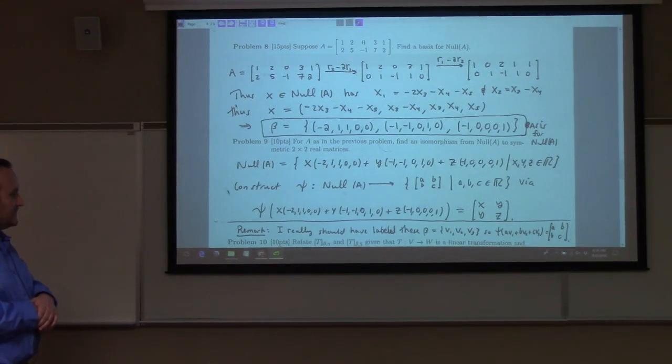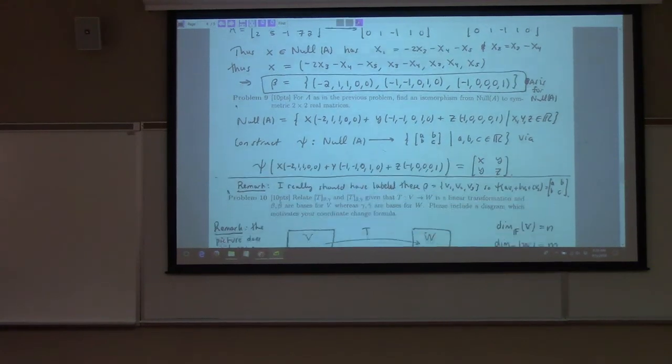But anyway, if I'd been smarter, I would have given these things labels back here so I wouldn't have to keep writing them. This is like the third time I've written these stupid vectors. Why am I writing these so many times? Poor planning on my part.